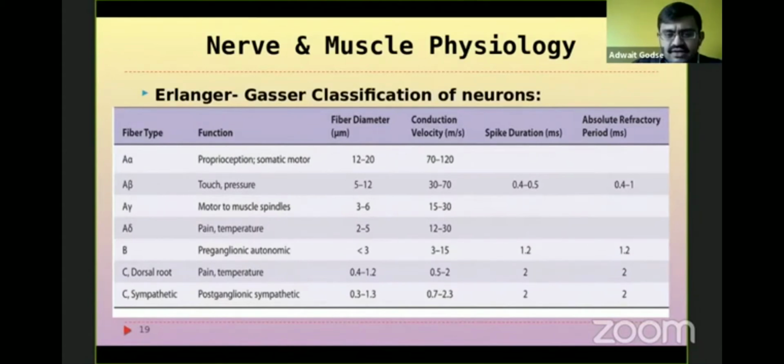Sometimes a question is asked about which has the least velocity of conduction. If you have to know what has maximum velocity of conduction, A alpha has maximum velocity of conduction, and C type has the least velocity of conduction, of the order of 0.5. Is this fine?